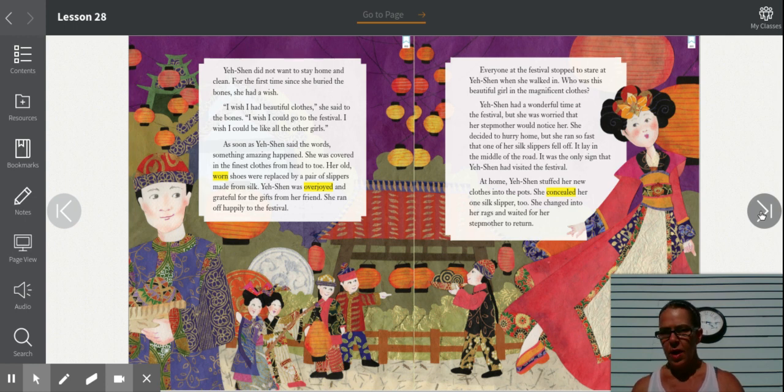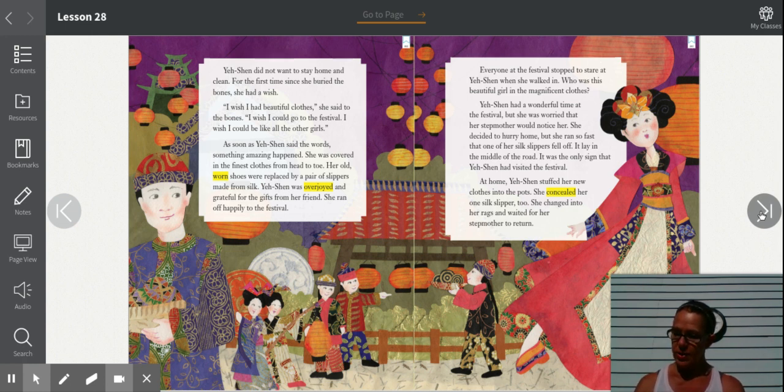Yeh-Shen did not want to stay home and clean. For the first time since she buried the bones, she had a wish. "I wish I had beautiful clothes," she said to the bones. "I wish I could go to the festival. I wish I could be like all the other girls."